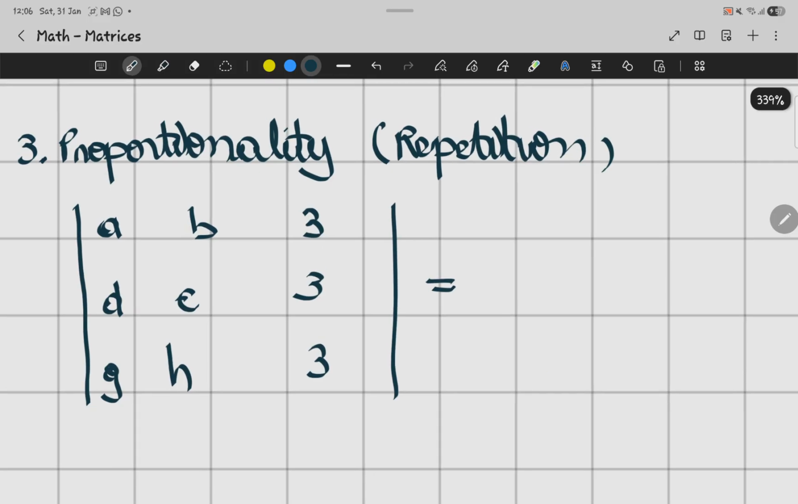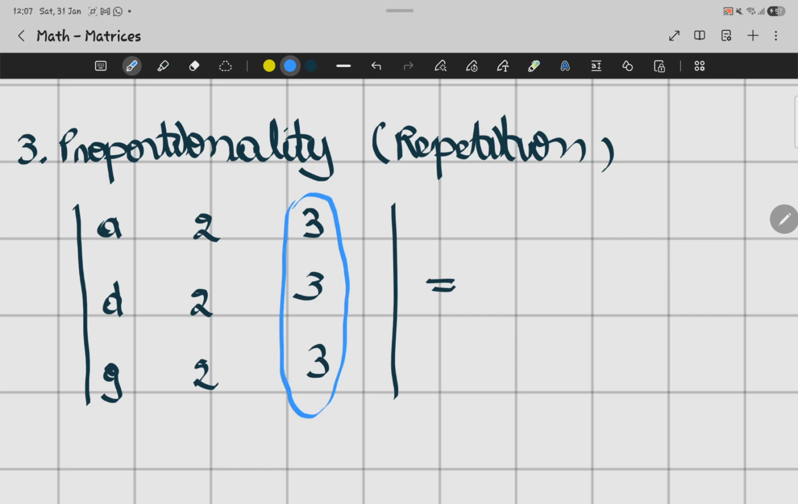Okay, we've got another case. Here, as you can see, we have identical rows, or maybe columns, but in our case you can see identical rows. So the answer for this matrix will be equal to 0. Okay, similar to the second property.